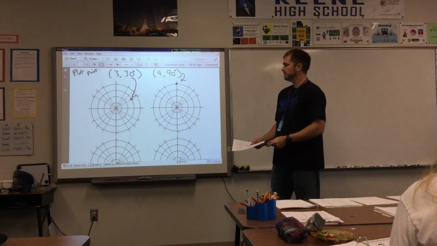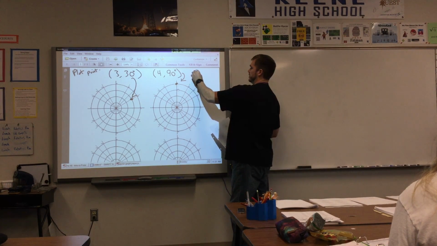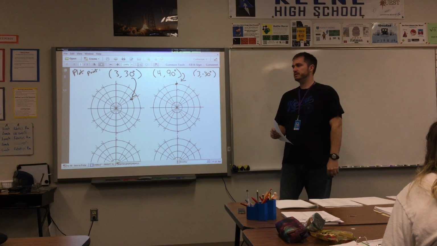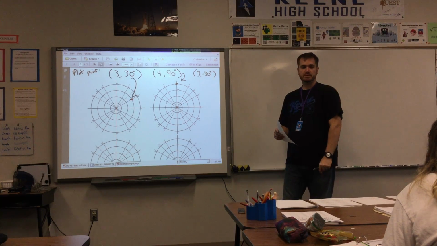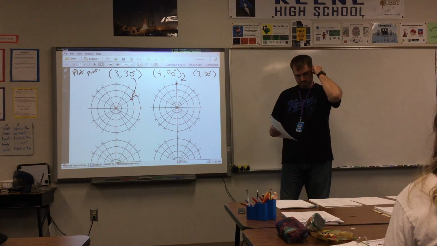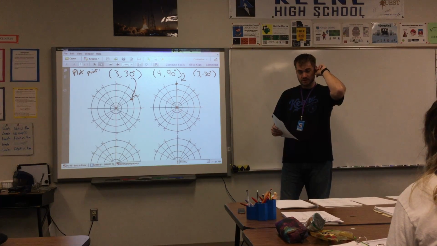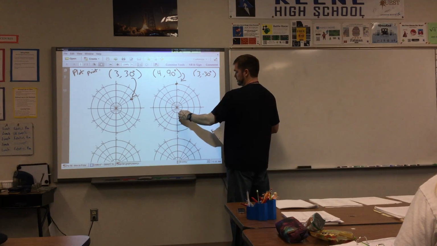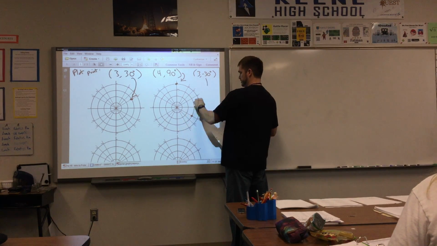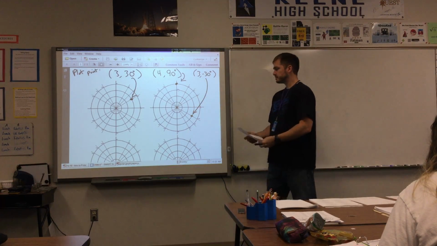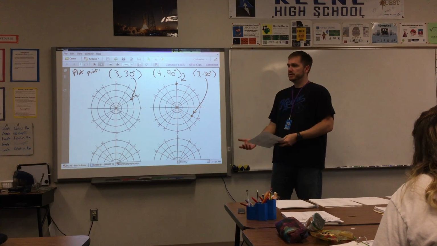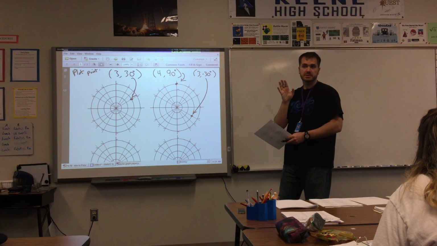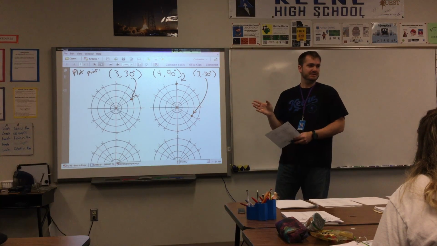Right? What about the point (3, negative 30 degrees)? Somebody want to tell me where that one might end up? Down, yeah. So 30 degrees, that's just our good old negative 30. So 1, 2, 3. Okay. Notice these are the terminal points on a vector with that magnitude and direction.